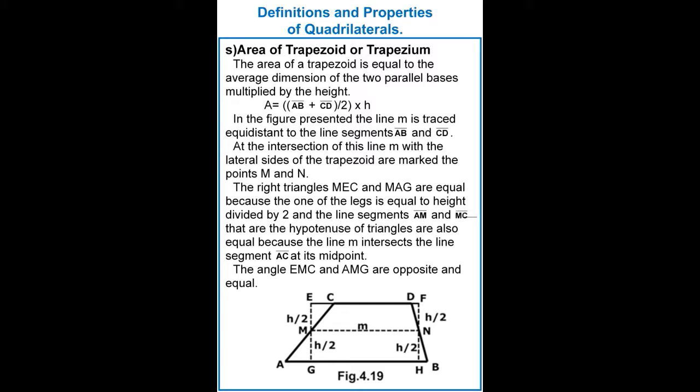The EMC and AMG angles are opposite and equal. Therefore, the EMC and AMG triangles have the same areas. One triangle is external to the quadrilateral trapezoid, and the other is internal to the quadrilateral trapezoid.